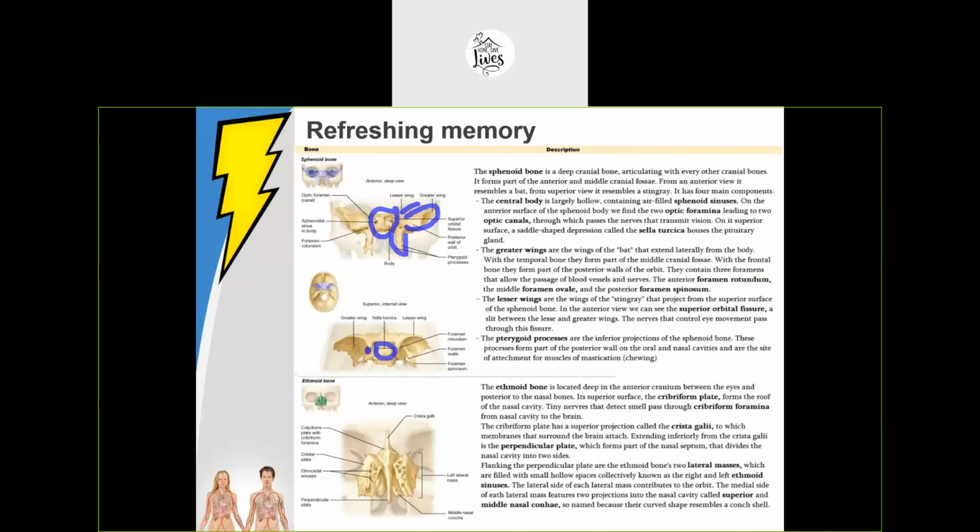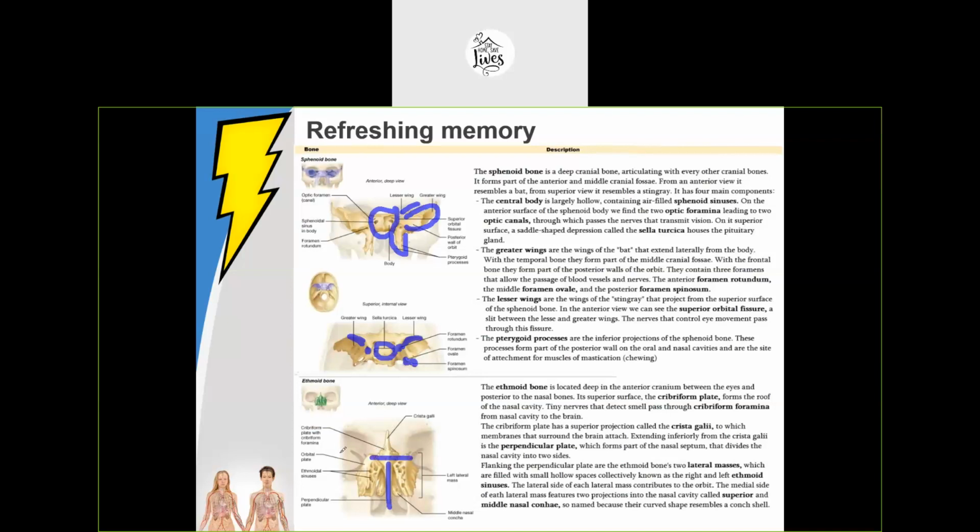It has the optic canals. It has the foramen rotundum, foramen ovale, and foramen spinosum, as well as a superior orbital fissure that is not well seen, but like here we have the superior orbital fissure. And finally, the ethmoid bone, that is the deepest bone on the skull. It has the perpendicular plate. This will be the perpendicular plate as well as the horizontal plate.